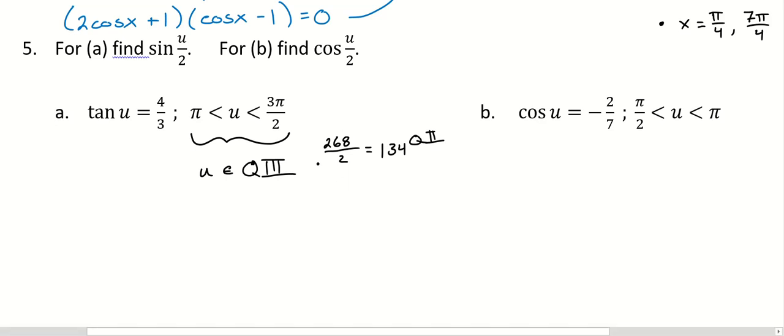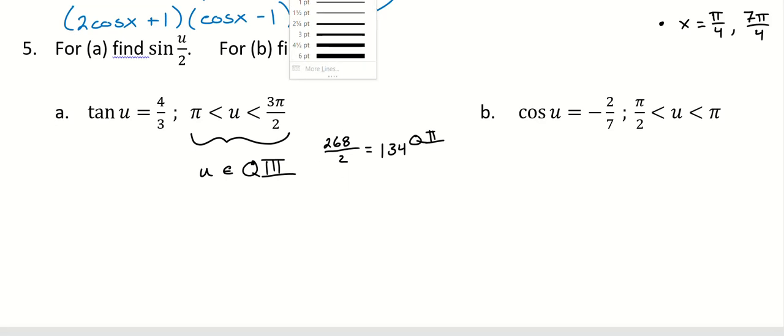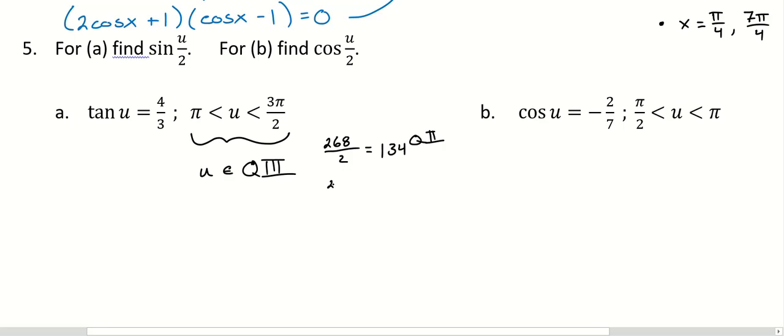So if we do the same thing here, and I keep changing the thickness by accident, if we take a small angle in this quadrant, like 182, and divide it by 2, we get 91, which would again be in quadrant 2, ensuring that my sine is positive. I know that I'm in quadrant 2 for u halves. Cool. Done. Piece of cake.